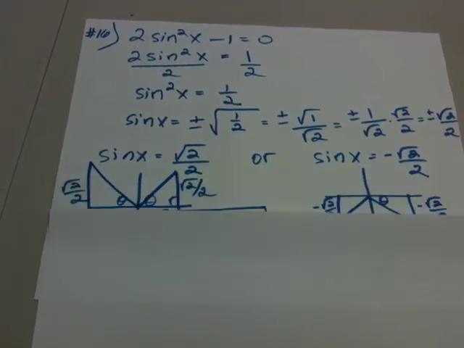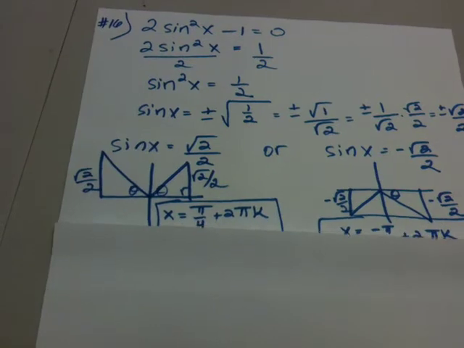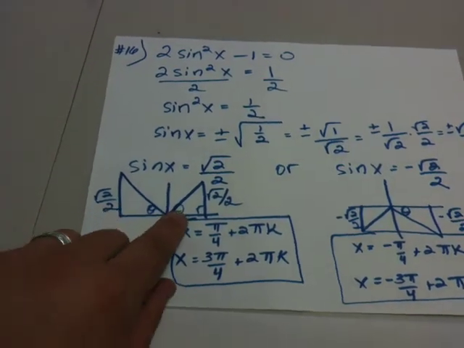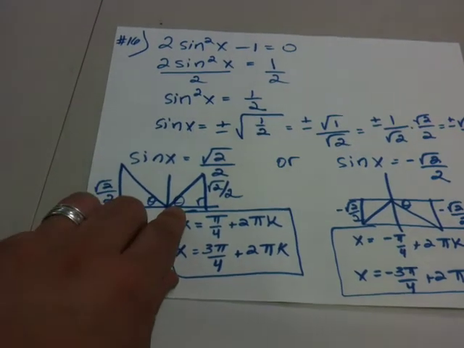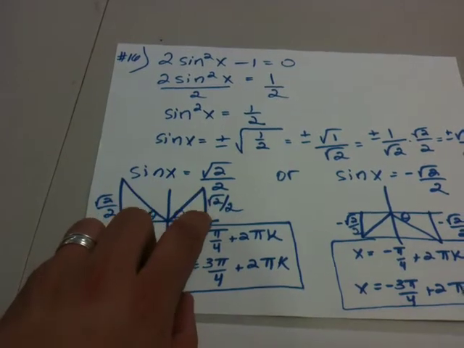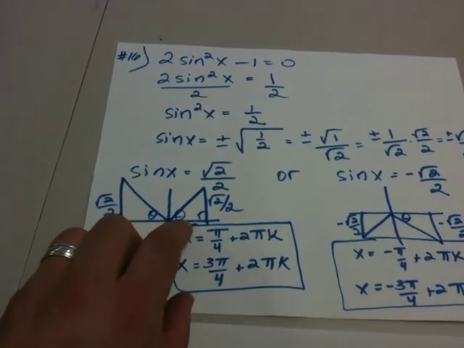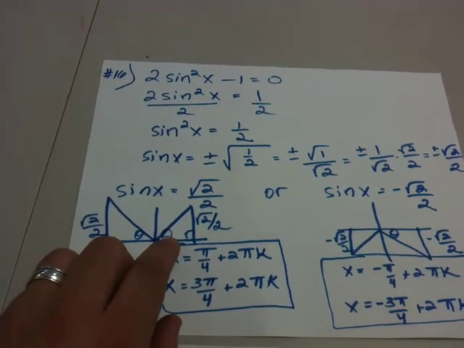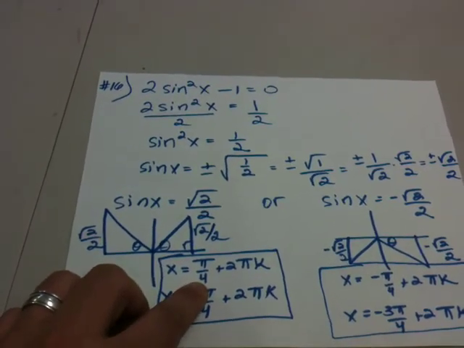If the sine of x equals the square root of 2 over 2, that's going to happen in 2 places. It's going to happen in the first quadrant. If I want the sine to be the square root of 2 over 2, that means that this side here has length square root of 2 over 2. The angle across from that is going to have to be 45 degrees. In terms of radians, that's going to give us pi over 4.